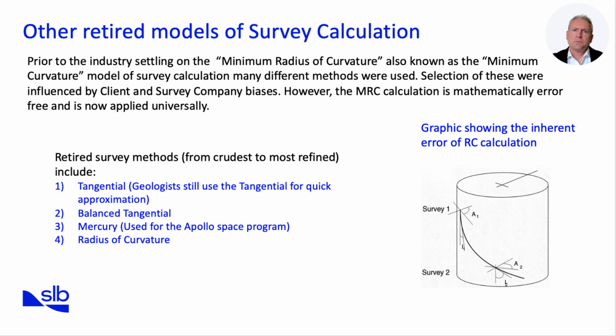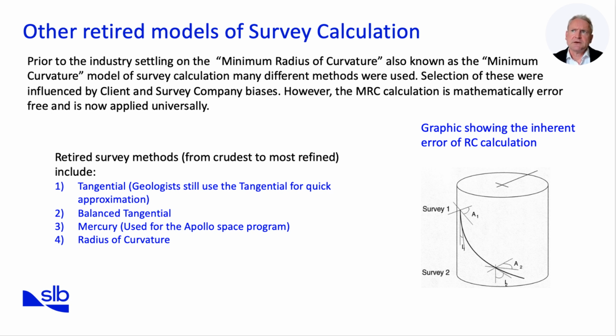In the history of wellbore surveying, several calculation methods have been used to estimate the position of the drill bit. These methods, now largely retired, range from the crudest to the more refined. The tangential method is the simplest. It assumes that the borehole continues in a straight line at the last measured inclination and azimuth. While quick, it is highly inaccurate and often overestimates displacement. Interestingly, geologists still use it today for rough approximations.